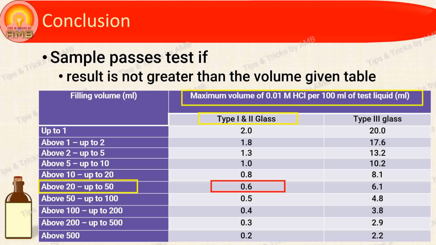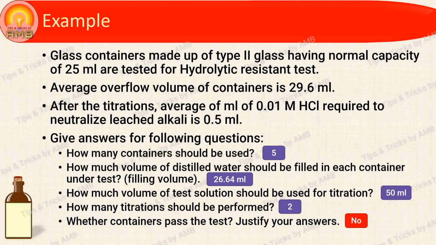0.6 ml. As per the information given in the example, after the titrations, the average of ml of 0.01 molar HCl required to neutralize the leached alkali is 0.5 ml. This information is for titration of a 50 ml volume of test solution.